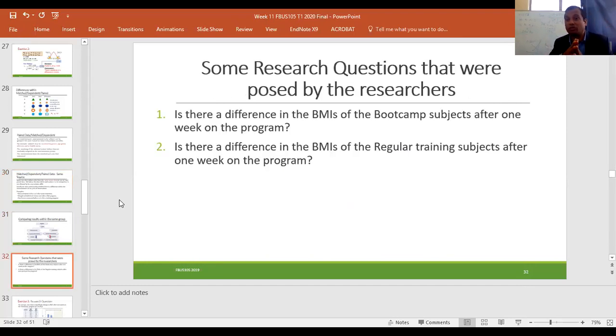So the research could ask this. As a researcher, you can formulate a similar sort of question: is there a difference in BMI of boot camp subjects after 1 week of the program? I mean, is there any difference between the BMI of the same boot camp subjects before and after the training program?